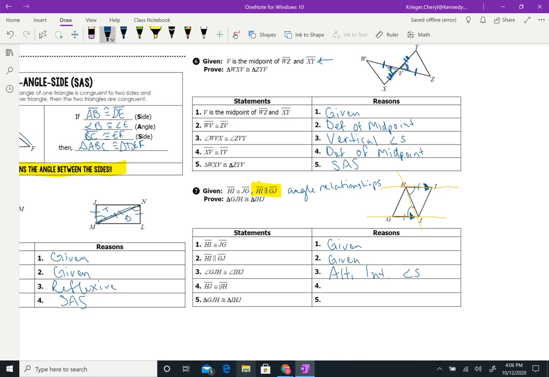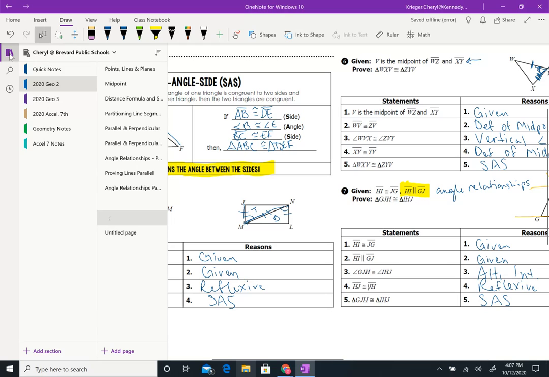HJ is congruent to JH. Well, yes, obviously, HJ is congruent to JH. So that is reflexive. And our triangles are congruent based on side, angle, side. We have two sides and an angle between them. Side, angle, side. All right, we're almost done.